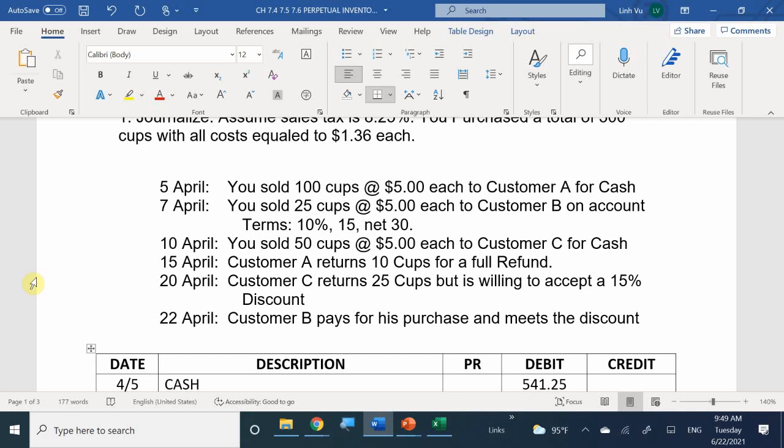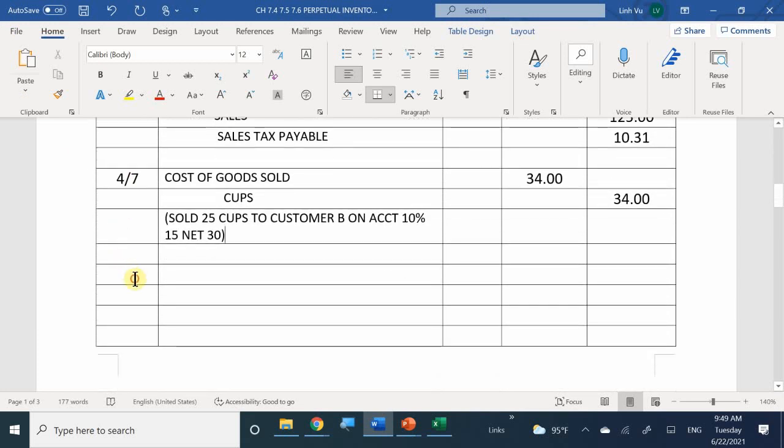You sold another 50 cups, $5 each. The customer paid in cash. So let's see how I'm going to journalize this. So it's April 10. What happened here? I'm recognizing the sales: cash, sales, and sales tax payable.